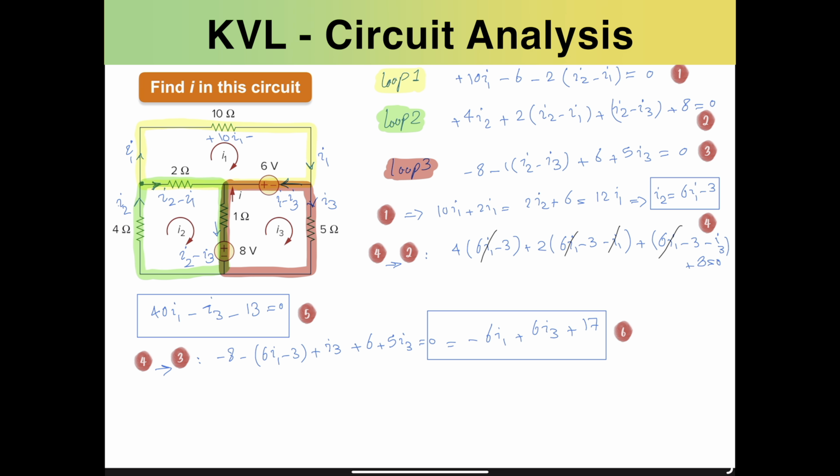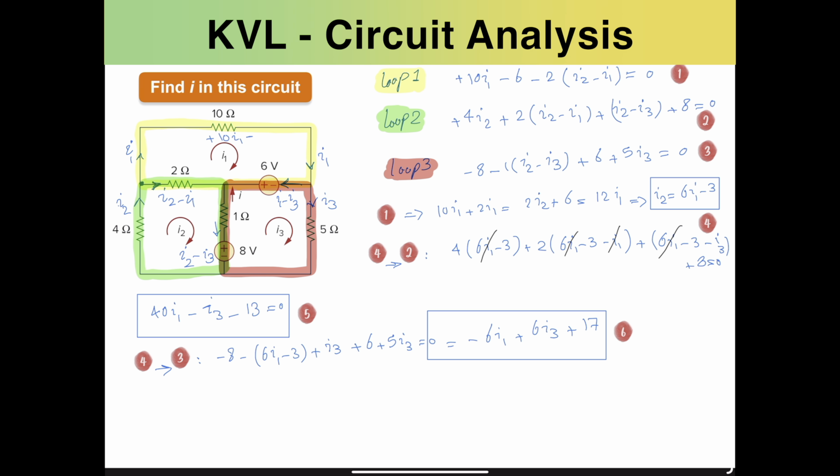So you see that we have two equations, 5 and 6, that have only i1 and i3 as the unknown variables. So we can combine them together to easily find out what the values of i1 and i3 are. In order to do that, we can again make use of the method of elimination, but this time it's better to get i3 in terms of i1 and replace that in equation number 6. So we'll start from equation number 5 and try to find i3.